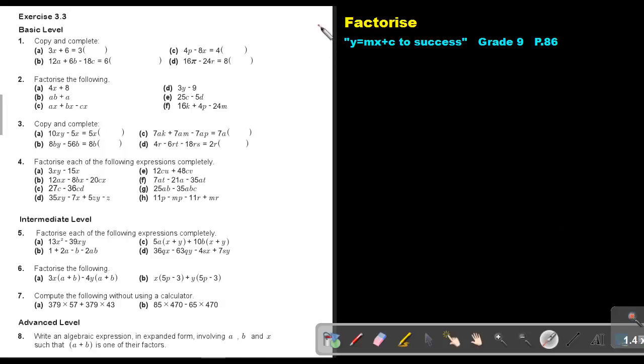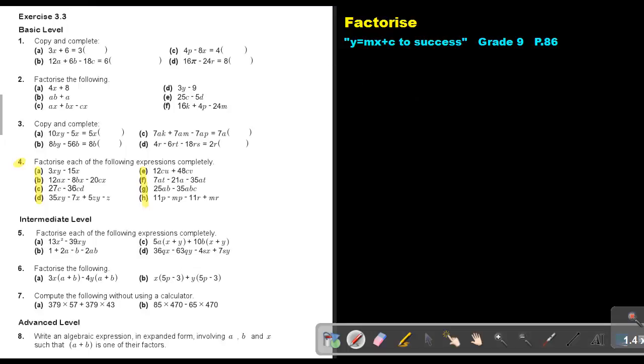Part 10. We are going to look at mixed examples of Factorise. You will find this on page 86 in the Namibian Mathematics Grade 9 textbook, y equals mx plus c to success. I want you to do number 4, all the parts of number 4, and just determine, is it just a common factor or is it going over to grouping, and then try to factorize all the examples. You can stop the video, and as soon as you are finished, then you can continue with the video again.